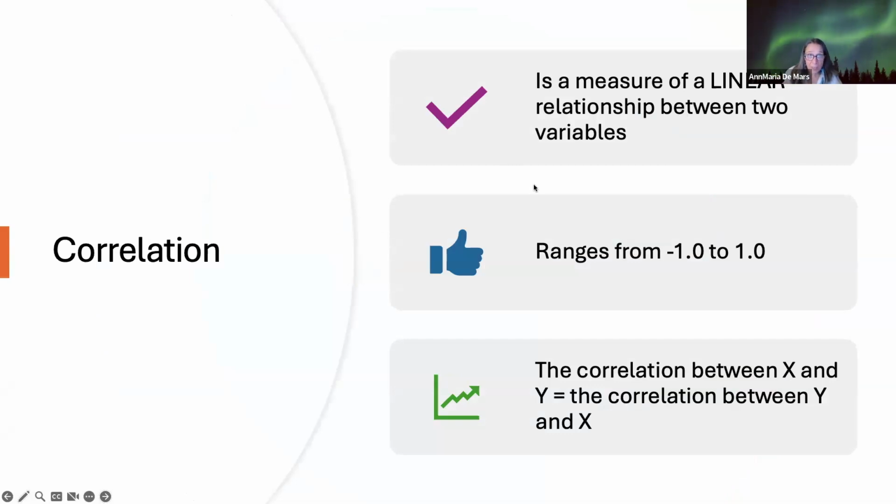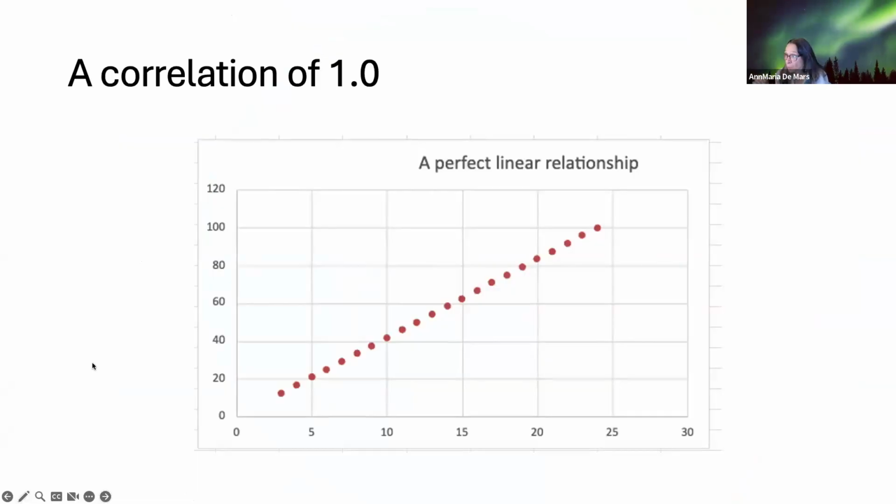It ranges from -1 to +1. And the correlation between x and y is the same as the correlation between y and x. Last time, we looked at a scatter plot of a perfect linear relationship. If you have a perfect linear relationship, that means you have a correlation of 1.0, that the two scores vary exactly together. The lowest score on one variable is the lowest score on the other variable. The highest score on one variable is the highest score on the other variable. The middle score is the same, and so on. So that's a correlation of 1.0.